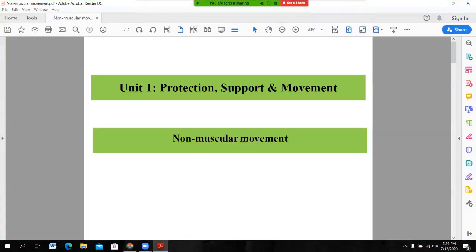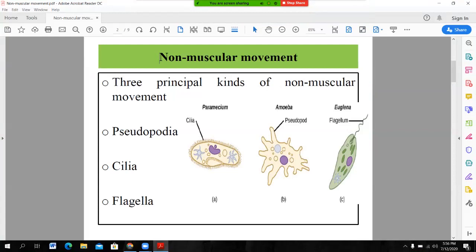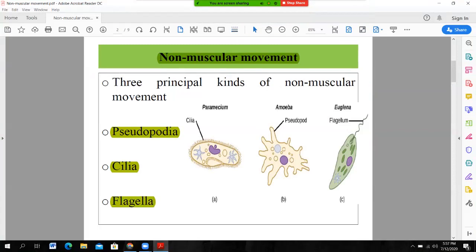So today we will discuss non-muscular movement, which is a part of Unit 1, protection, support and movement. This type of movement mostly takes place with the help of various structures. These structures include pseudopodia, cilia, and flagella. These three principal structures are responsible for non-muscular movement. They are called non-muscular movement because no muscles are involved in this case.